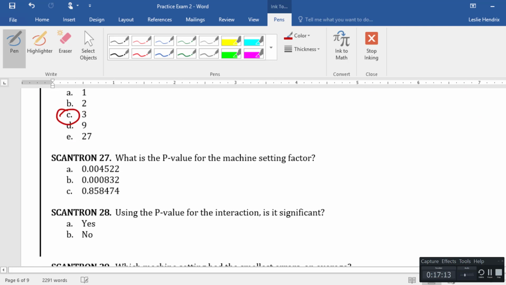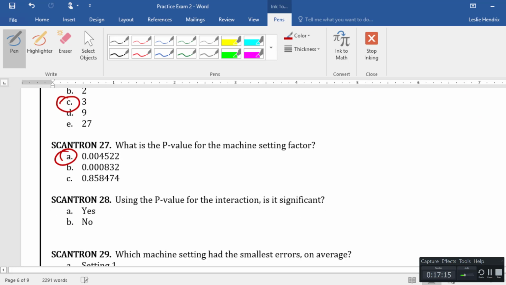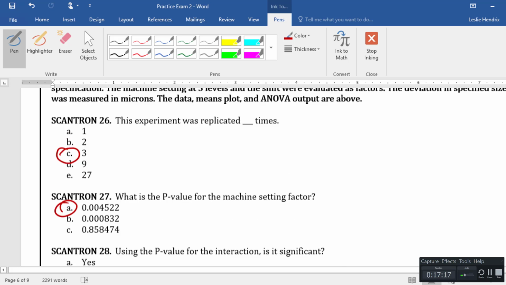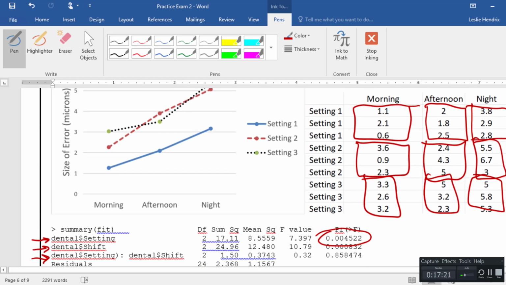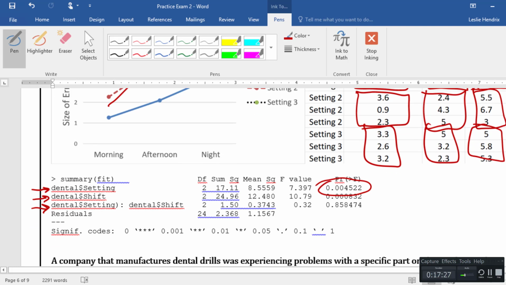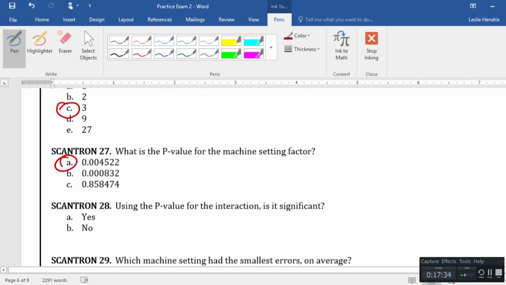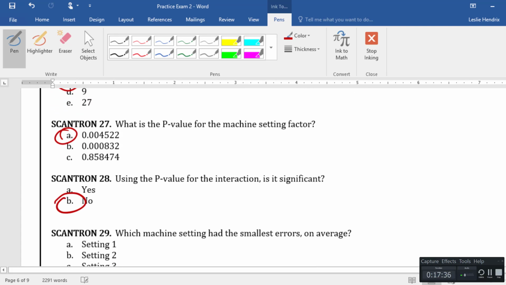And then using the p-value for the interaction, is it significant? Now, the lines do cross here in my interaction plot, so you might think there might be a significant interaction, but the p-value tells us otherwise. It's really high, 0.858. And so that's certainly not a significant interaction. And so what I did was I took it out and reran the model without it, which we'll look at in a second.